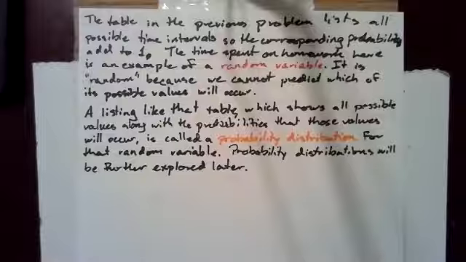The table in the previous problem lists all possible time intervals, so the corresponding probabilities add to 1. The time spent on homework here is an example of a random variable. It is random because we cannot predict which of its possible values will occur. A listing like that table, which shows all possible values along with the probabilities that those values will occur, is called a probability distribution for that random variable. Probability distributions will be further explored later.